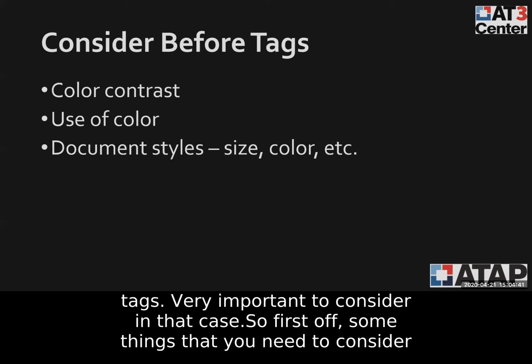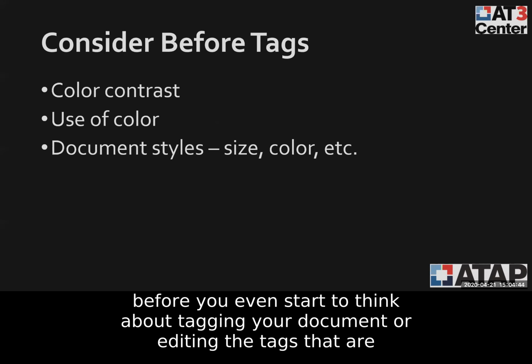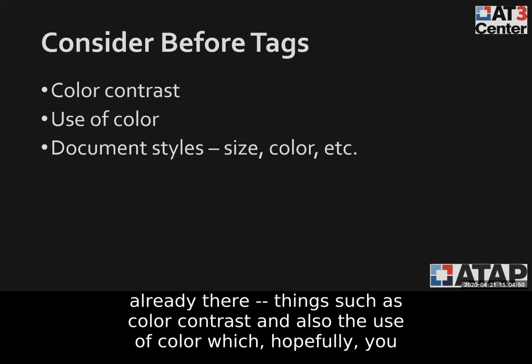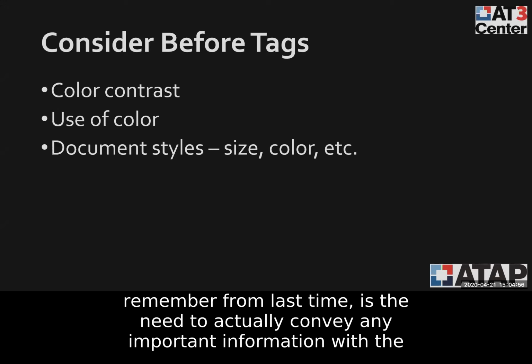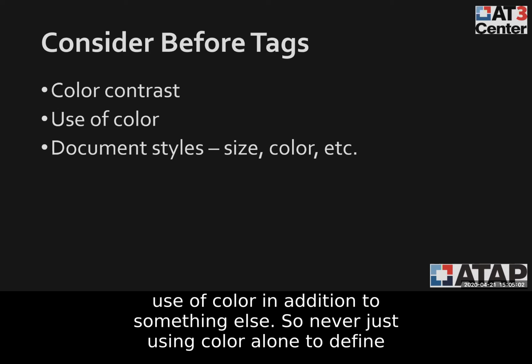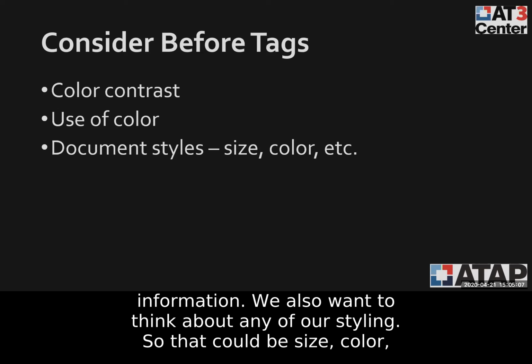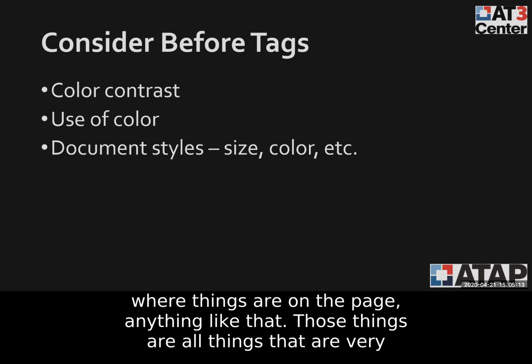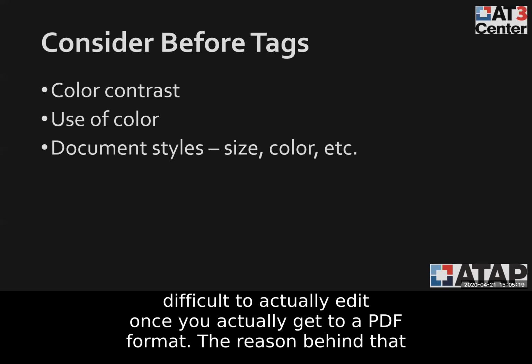First off, some things you need to consider before you even start to think about tagging your document or editing the tags that are already there. Things such as color contrast and also the use of color, which hopefully you remember from last time is the need to convey any important information with something in addition to color. So never just using color alone to define information. We also want to think about any of our styling, so that could be size, color, where things are on the page. Those are all very difficult to edit once you get to a PDF format.